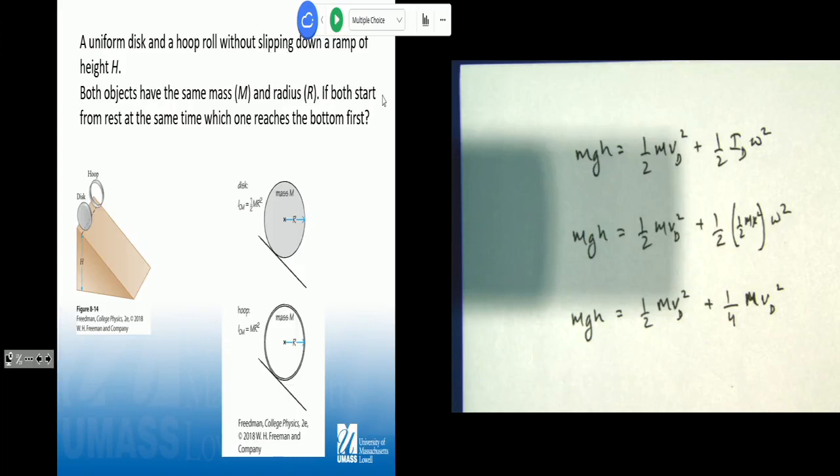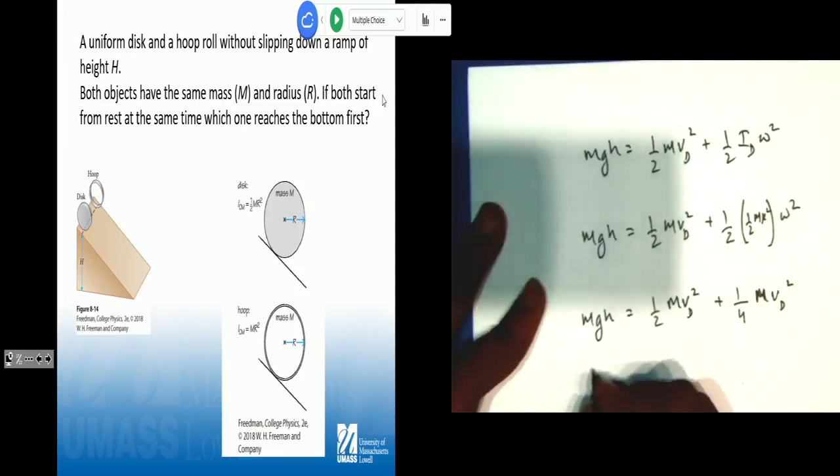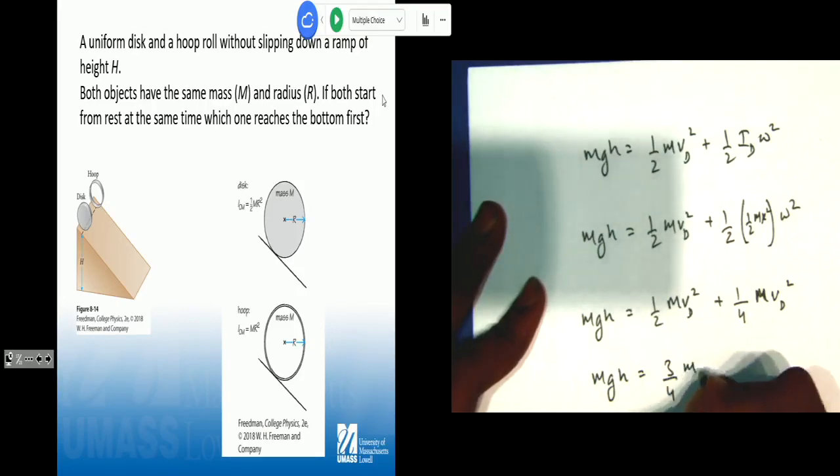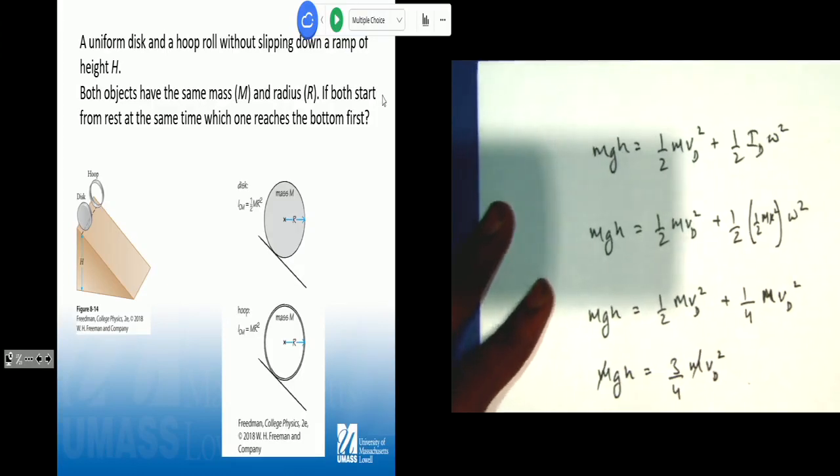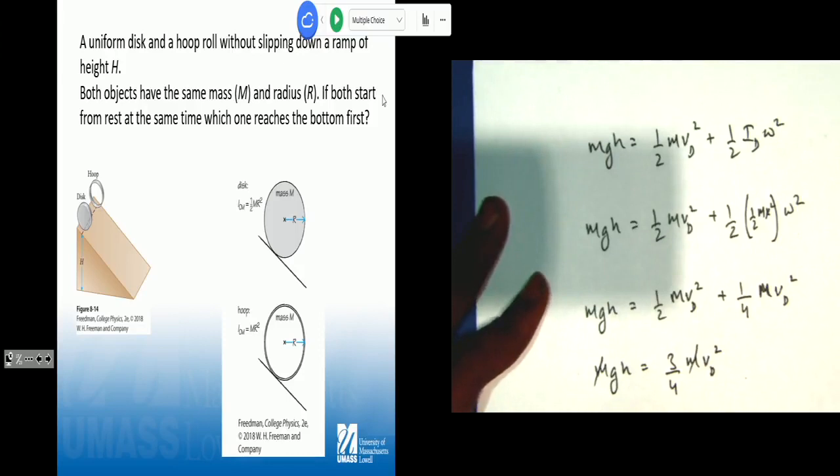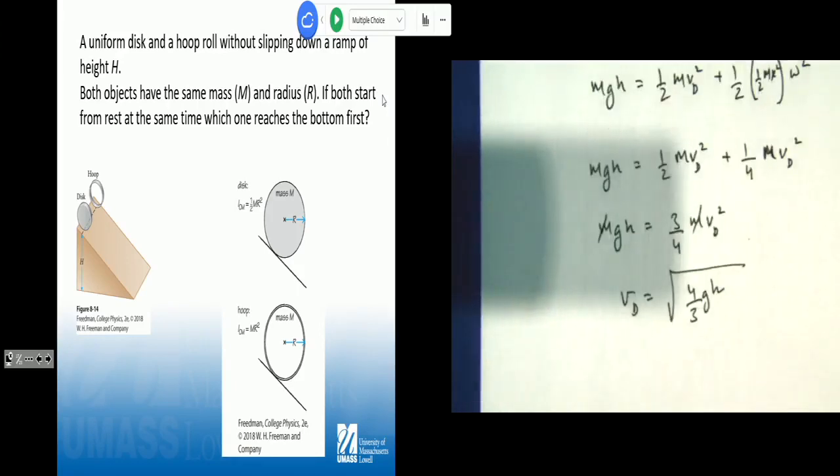Everyone with me so far? Right. So add a half to a fourth, that's 3/4. So I get mgh equals 3/4 m vd squared. M goes away again, and vd comes out to be the square root of 4/3 gh. That's the speed with which the disk is moving at the bottom of the incline.